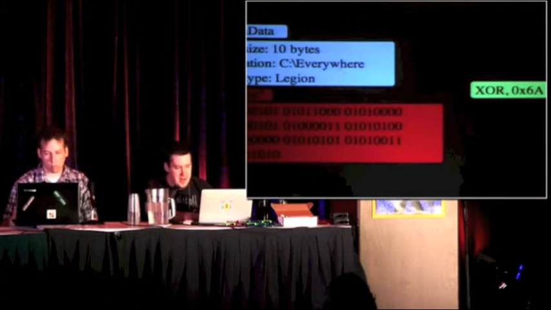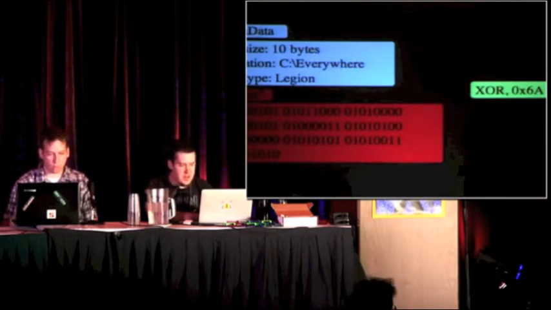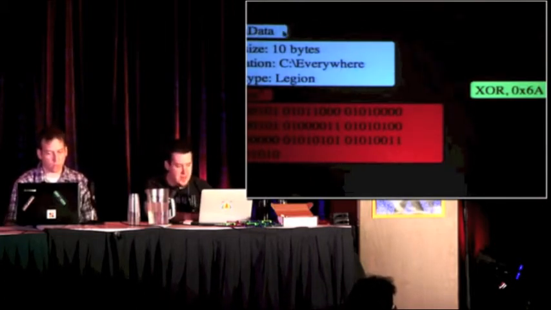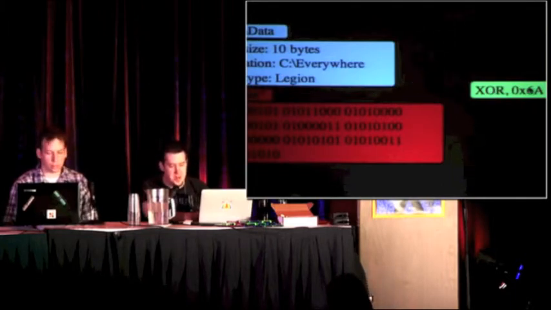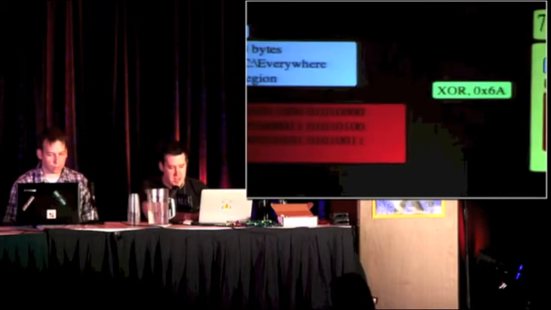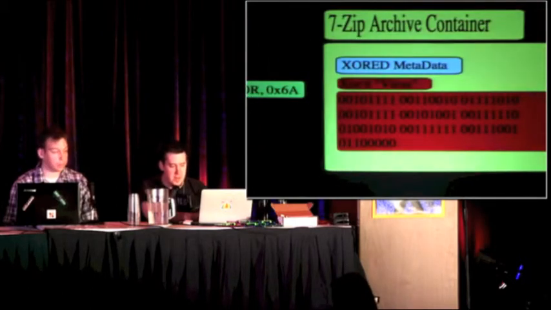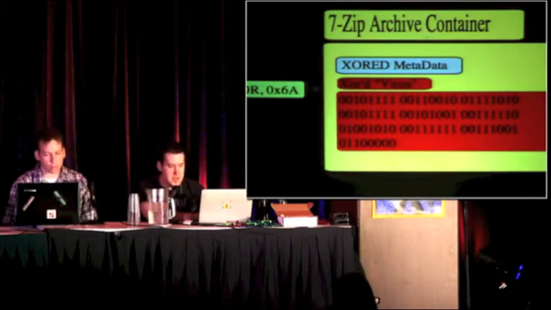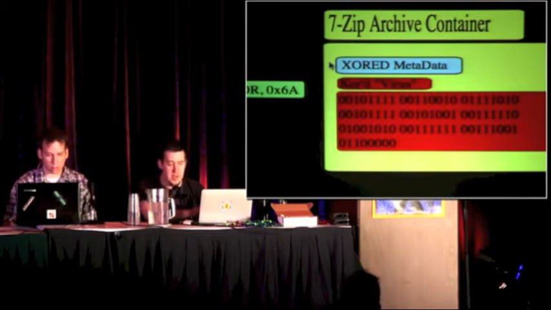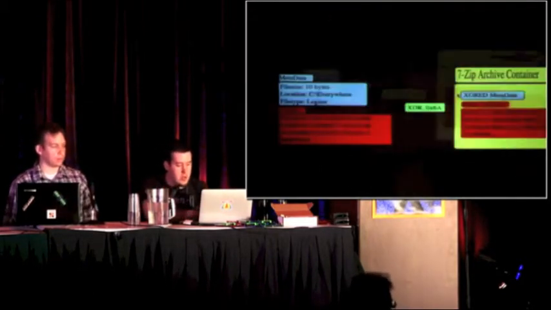First of all, we have our metadata. This vendor will take the metadata, make a text file out of it, and it'll have the virus file itself. It'll XOR both of those files with a key of 6A. What you end up with is XORed metadata and XORed virus, in a 7-zip archive container. It doesn't compress it, it's just an archive container, so if you were to hex dump it, it's still kind of intact. It's XORed, but it's intact.